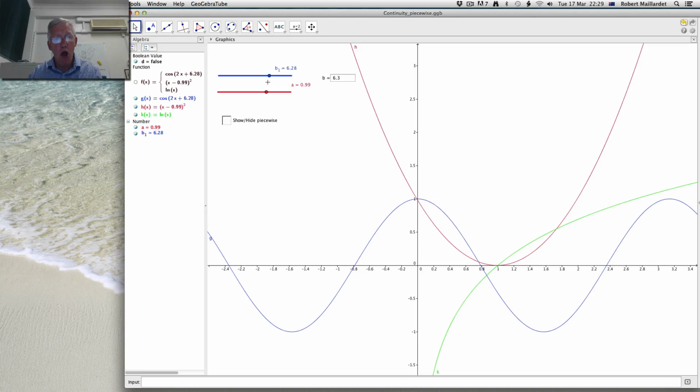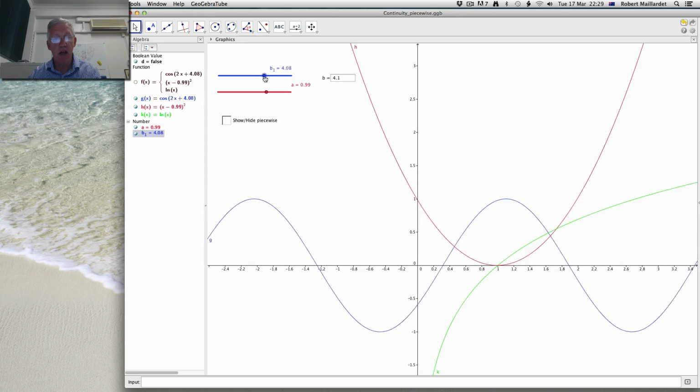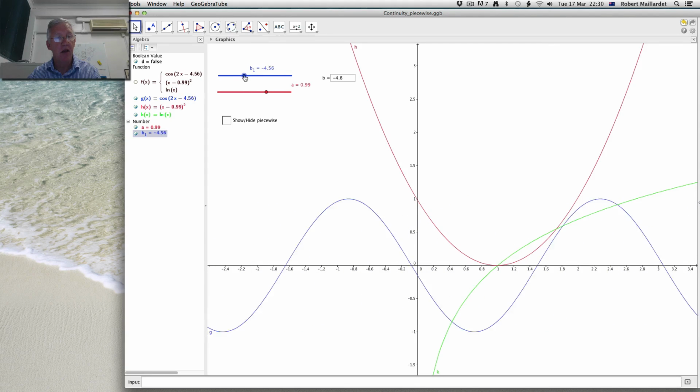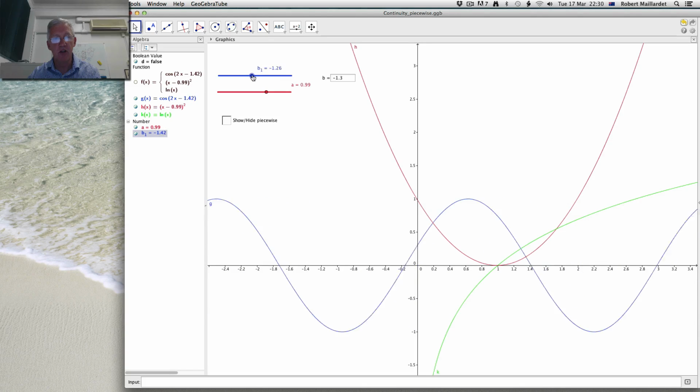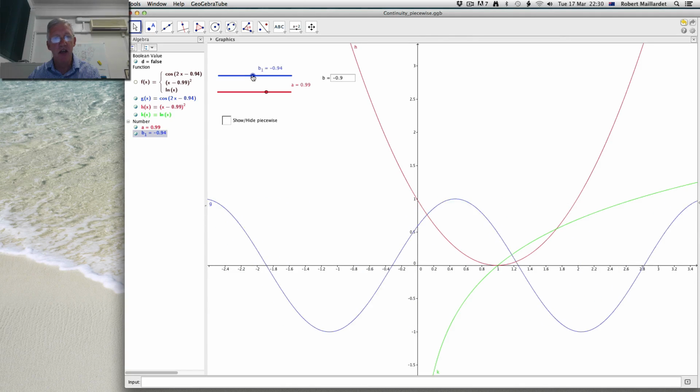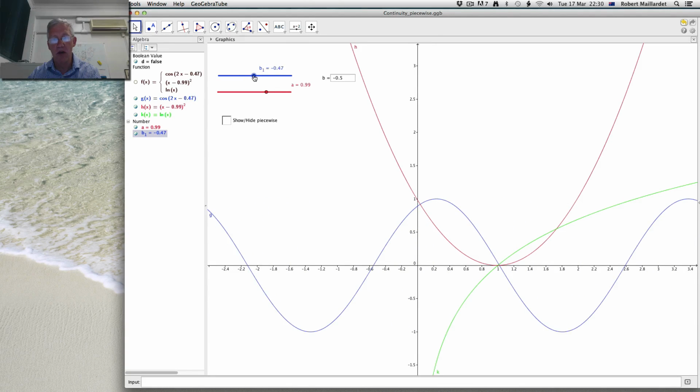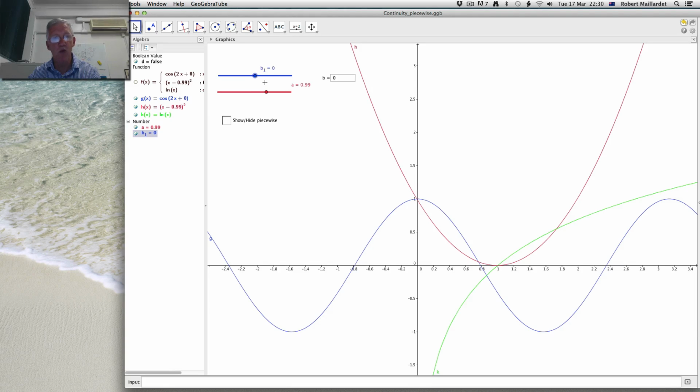And I can change the parameter. So this is the cosine function. If I change the value of b, I can see that effectively all I'm doing with the cosine function is actually translating it up and down on the line. If I put b equal to 0, then this is just the cosine of 2x. So it's equal to 1 at 0.